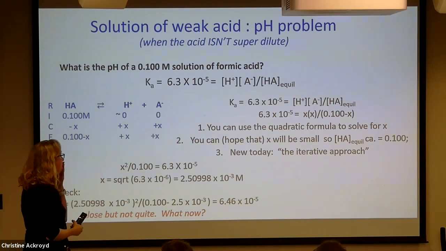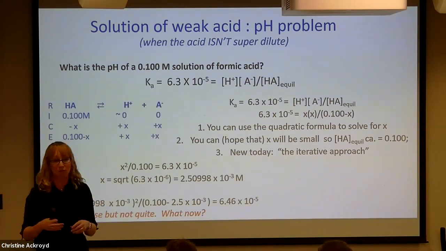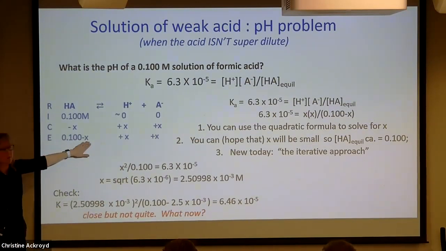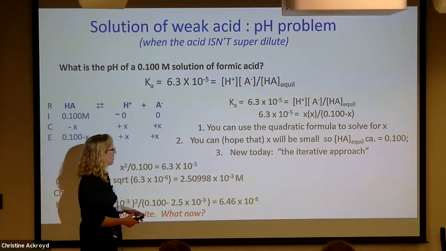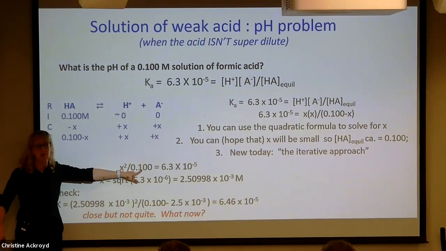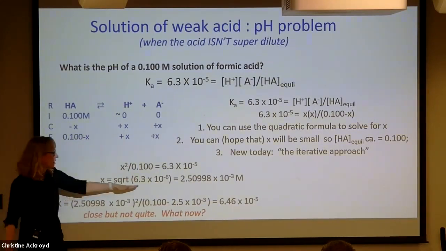Okay. So what we hope to do is make a simplifying assumption so we don't have to use the quadratic formula. If x is very small, then 0.100 minus x might actually round when we report our final concentrations to 0.100, and then we can just pretend the x isn't there. Okay. So if we do that, we substitute 0.100 in instead of 0.100 minus x and solve for x, and we get this value.